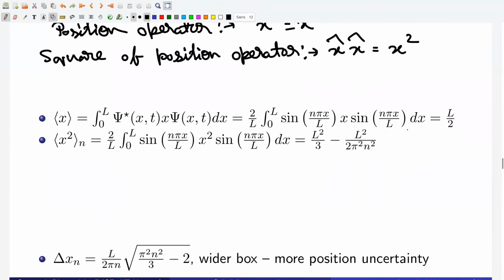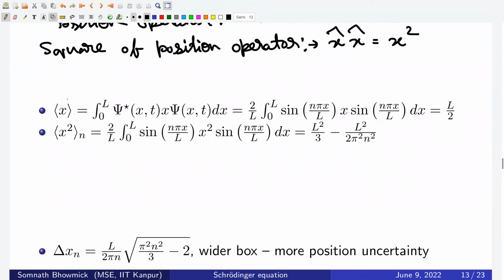Now, how do we calculate the expectation values? So, position expectation value is given by psi star times the operator times psi dx, and we have to find the integral 0 to L, and that turns out to be L by 2. Similarly, the expectation value of x square is given by psi star, the operator, psi, and then you have to calculate the integral, and that turns out to be this.